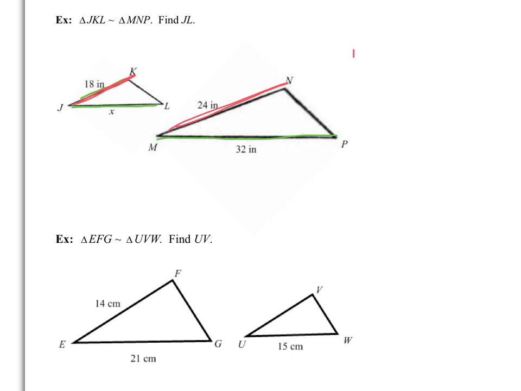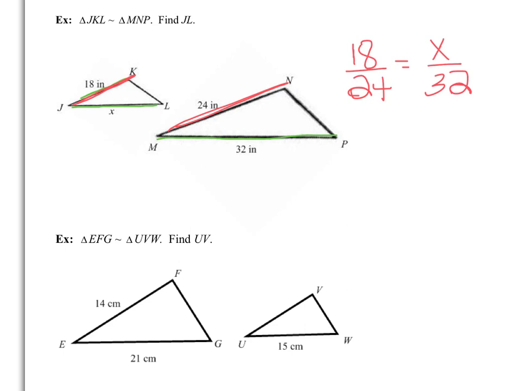So I can put 18 over 24 equals x over 32. Now the x has to go on the top of this ratio because the 18 went on the top of this ratio, and they're from the same triangle. So if you put 18 on top, x would have to go on top.